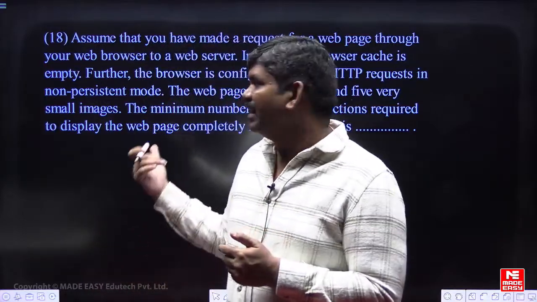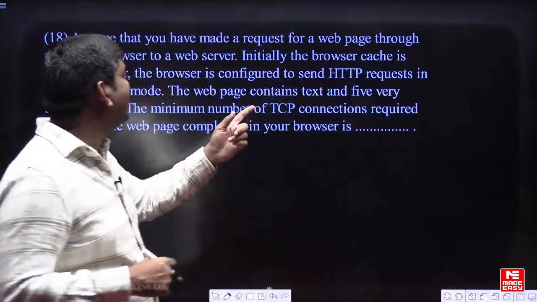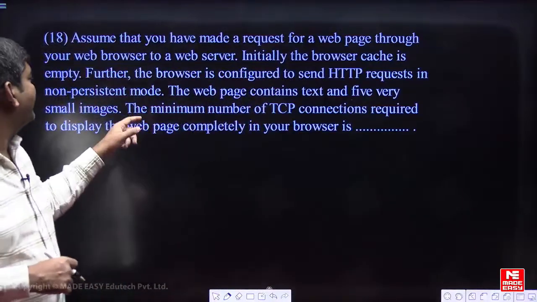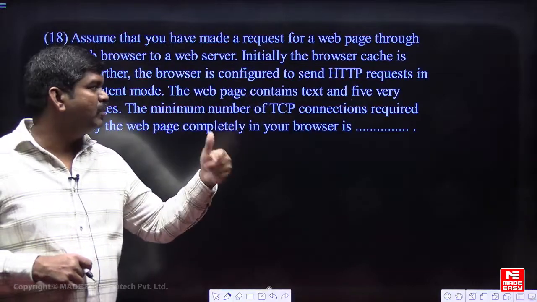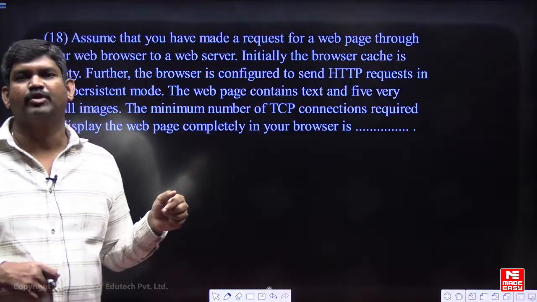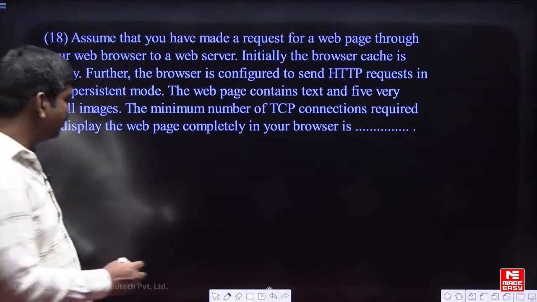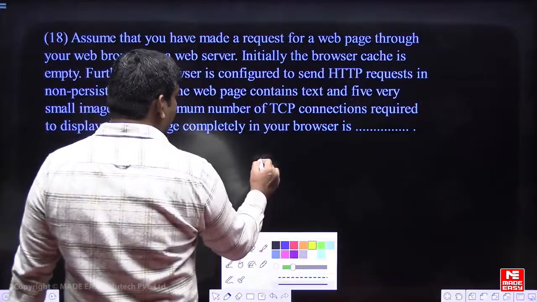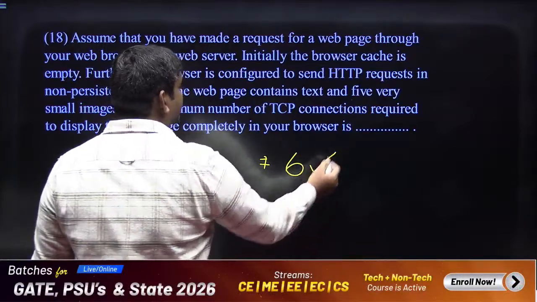So here you see they have mentioned non-persistent. Once you get that one text, for the remaining, one more RTT, one more TCP connection, one more RTT, one more TCP connection has to be established. So that is the basic idea of this non-persistent. So minimum how many TCP connections? We can say 1 plus 5. The answer is 6, you can see.